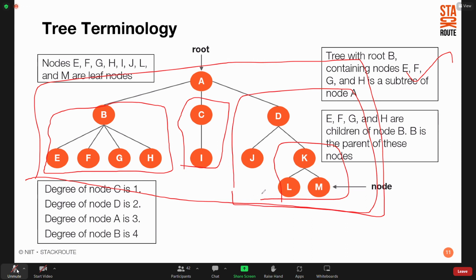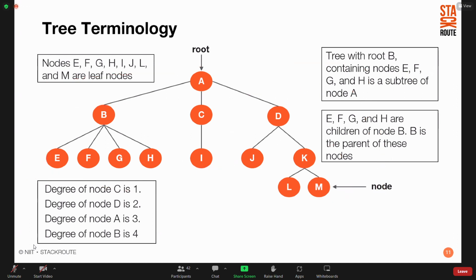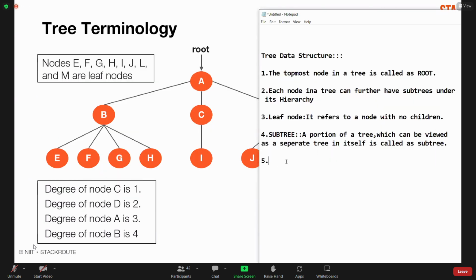So here E, F, G, H is a subtree of node A. Then I is also a subtree of node A. D is also a subtree of A. And K is also a subtree. And the end nodes are leaf nodes, where this is ending, with no children.